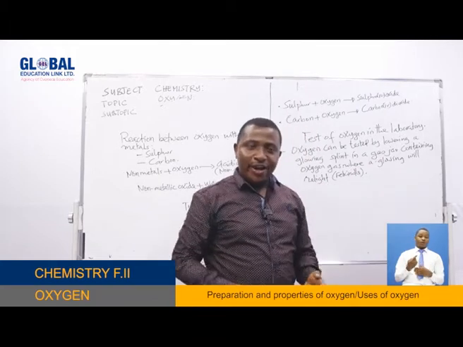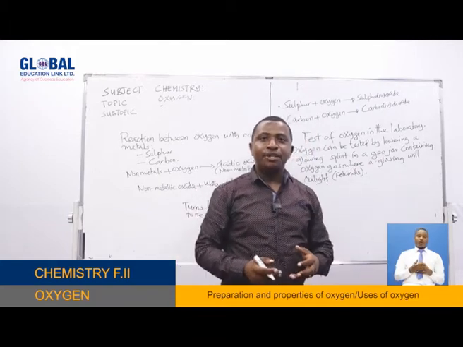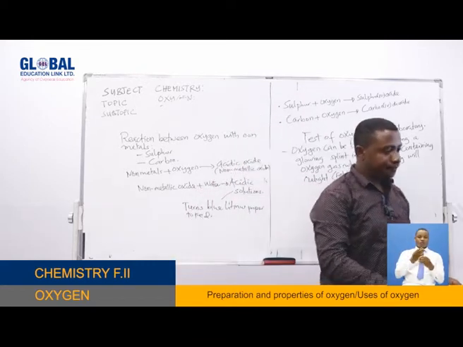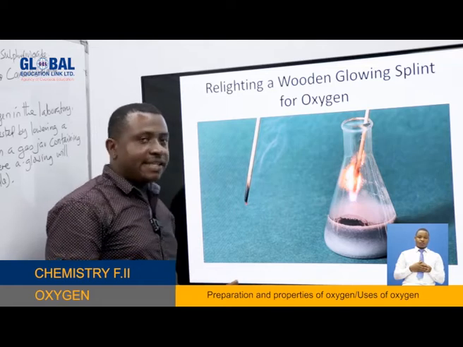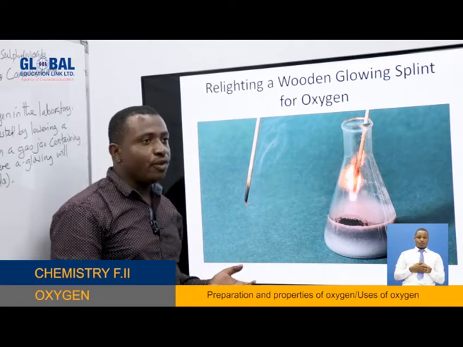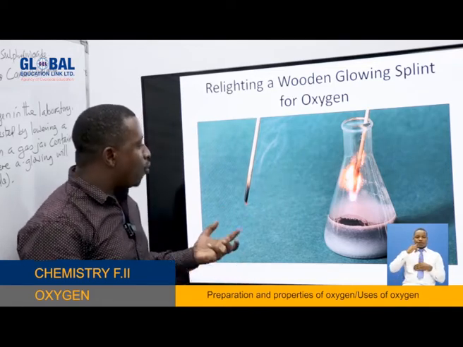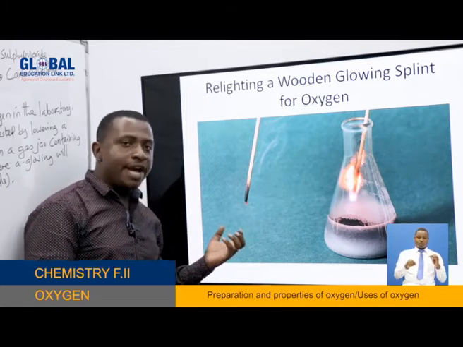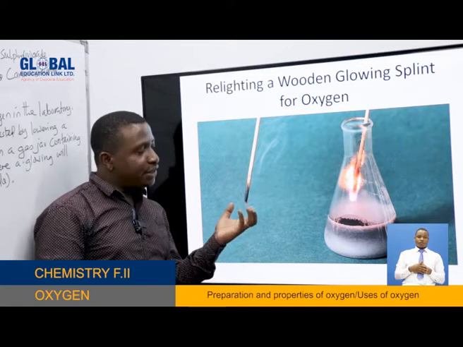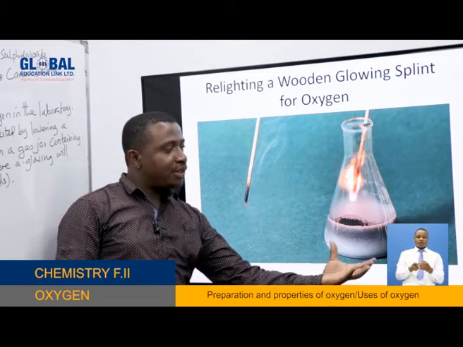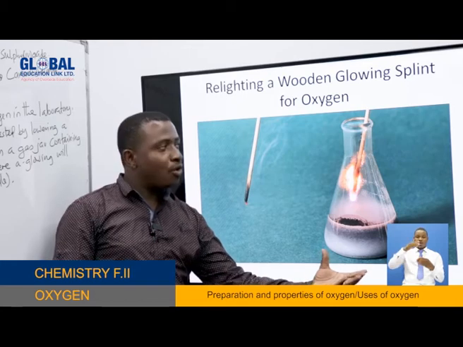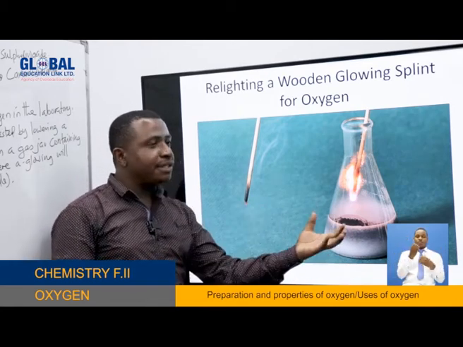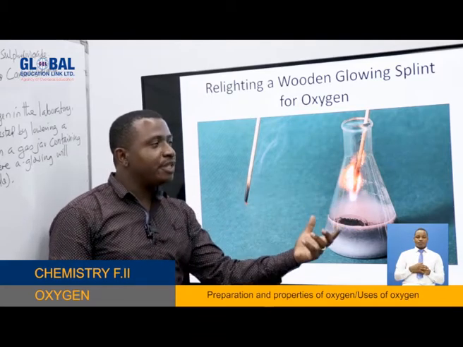Let us now go and see this kind of test in the laboratory. We can see it here. Now class, let us see a chemical test of oxygen in the laboratory. When a wooden glowing splint is lowered into a gas jar or a conical flask containing oxygen, that wooden glowing splint will rekindle or relight.